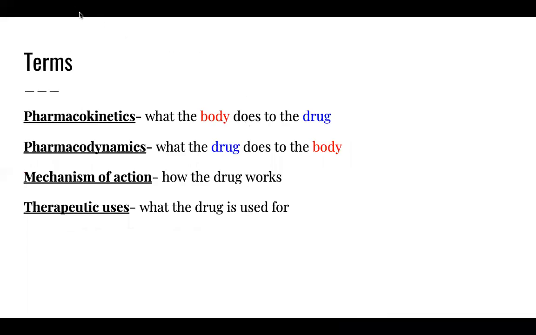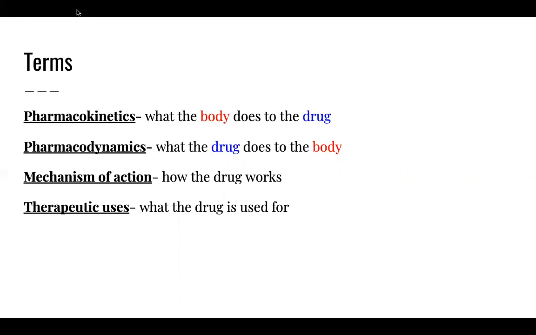All right, so next we have some terms. And these terms will be important to know, but we'll go through each one. Pharmacokinetics. This is what the body does to the drug. So say you take ibuprofen. Pharmacokinetics is what your body does to the ibuprofen as it is consumed and broken down. Pharmacodynamics is what the drug does to your body. How does the ibuprofen work within your body?